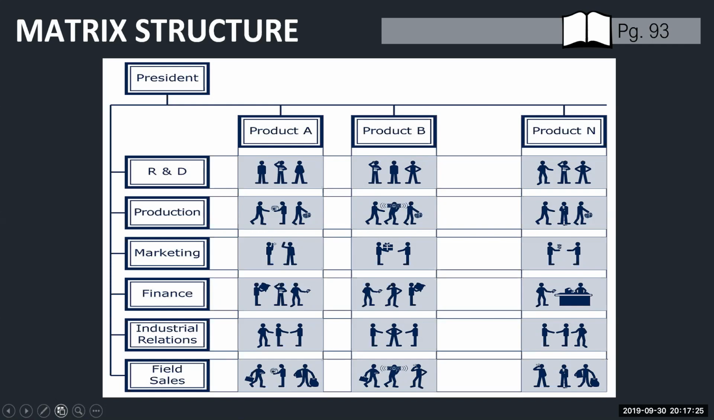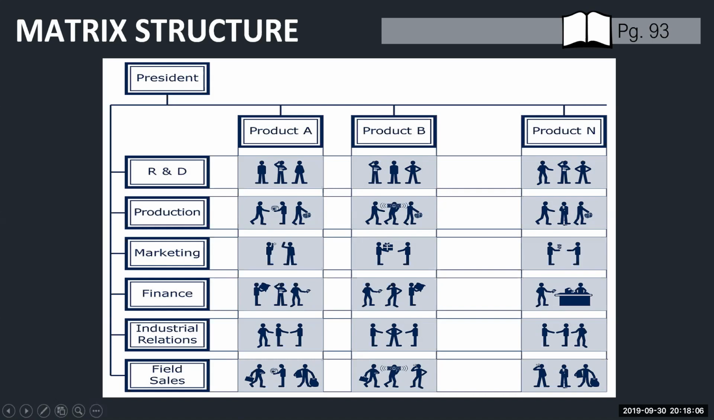There are a lot of good advantages and disadvantages of matrix structure. Probably the most significant advantage is the ability of the organization to be very nimble and agile. You've got products coming and going, you've got functions in and out. So that agility to be able to bounce from product to product if necessary is an important component of a matrix structure.